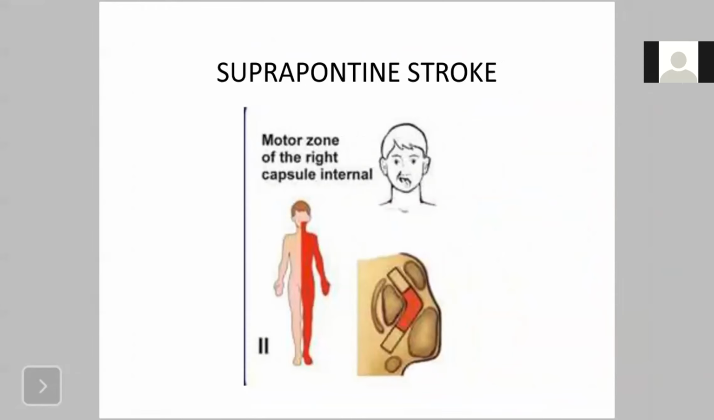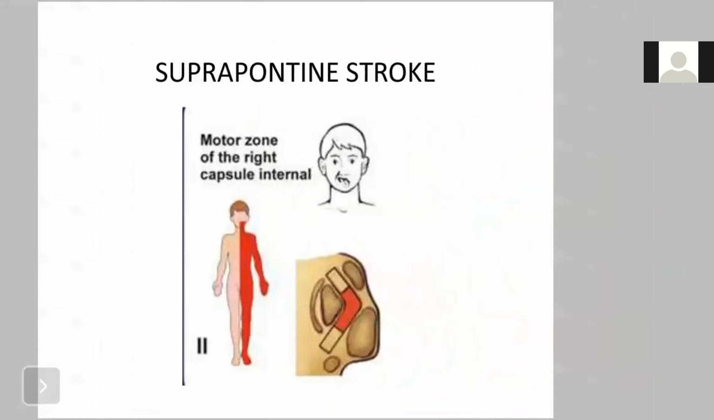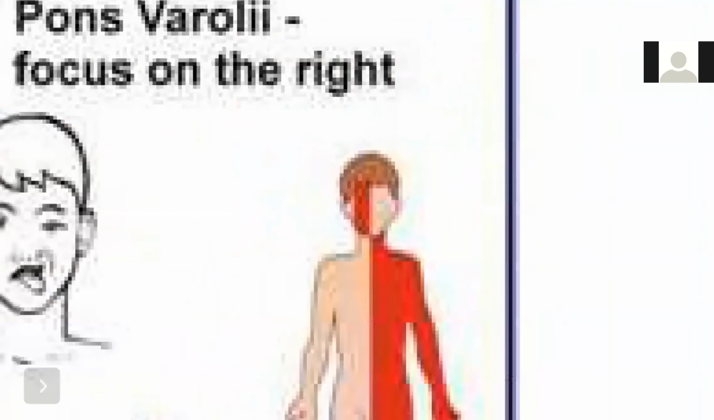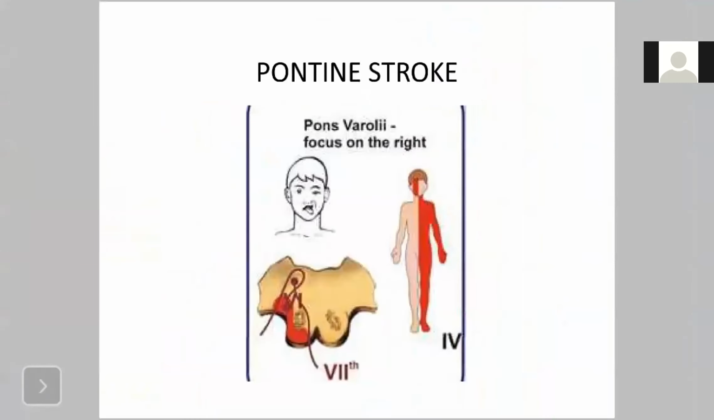It is again a suprapontine stroke, and if it is a pontine stroke, the hemiparesis will be there as it was in the suprapontine, but the involvement of the face would be on the opposite side, and this involvement should involve the upper and lower face both. All right. If the involvement of the face is on the other side of the hemiparesis, contralateral to the hemiparesis, then it is a pontine stroke. And if it is on the same side of the hemiparesis, it is a suprapontine stroke.